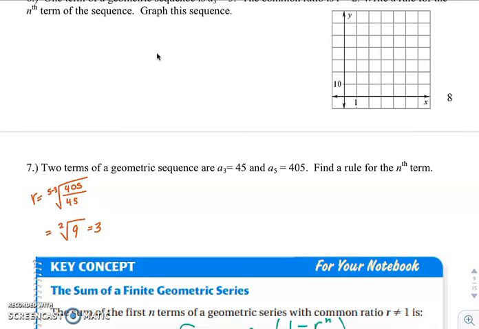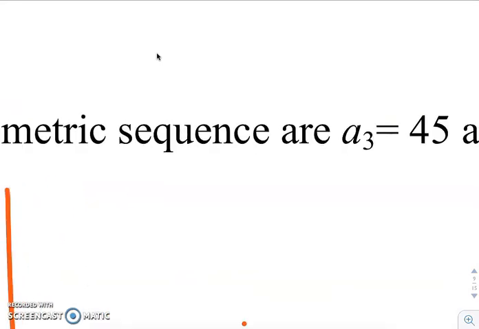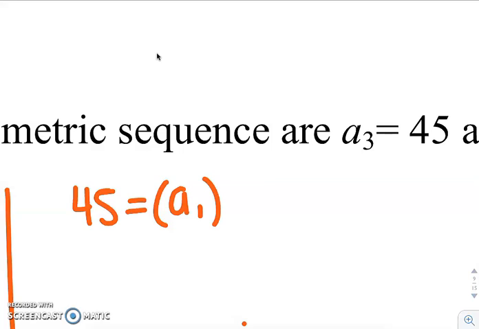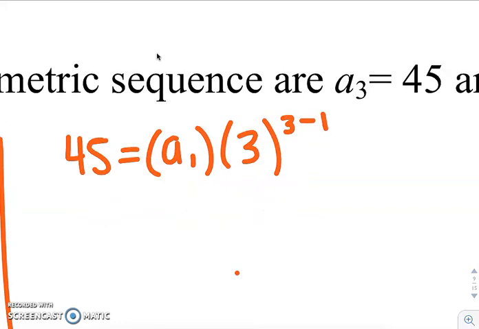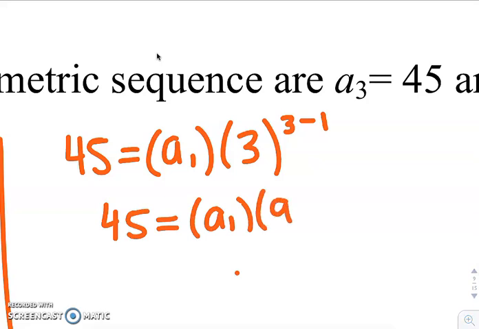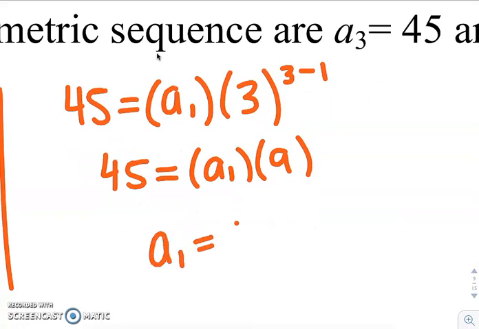If you're trying to find the rule, you need that ratio, and you also need your first term. So we found the ratio. Now we need to find a1. In your geometric rule, you have your term values, so let's just pick one. We'll pick the third term, a sub 3 equals 45. We don't know what the first term is, but we now know the ratio is 3, and we use the third term, so to the power of 3 minus 1. 3 minus 1 is 2. 3 squared is 9, so we have 45 equals a sub 1 times 9. Divide both sides by 9. a sub 1 will be 5.